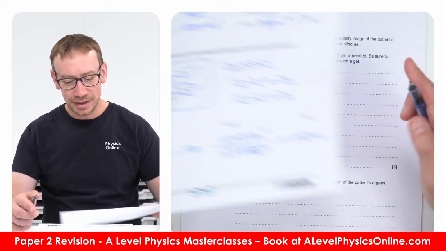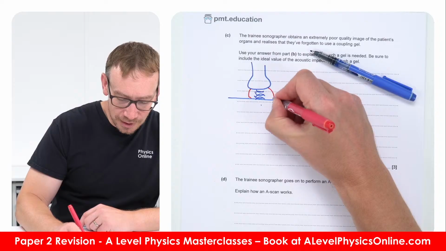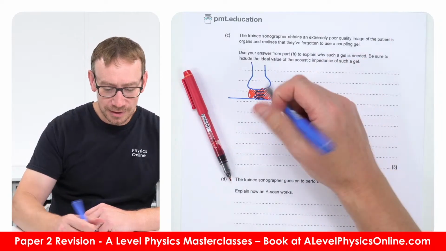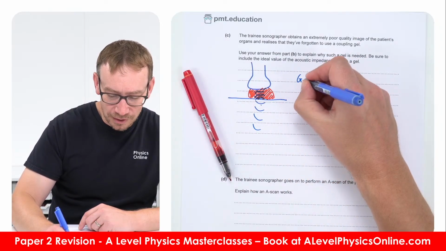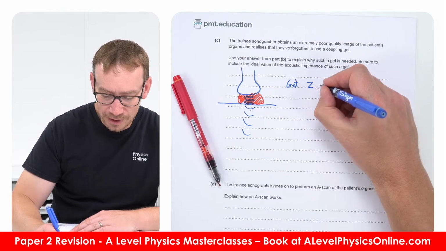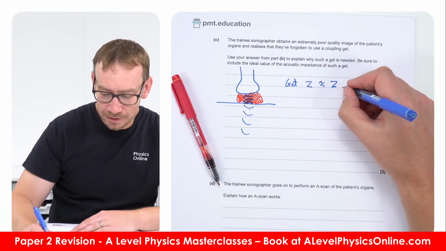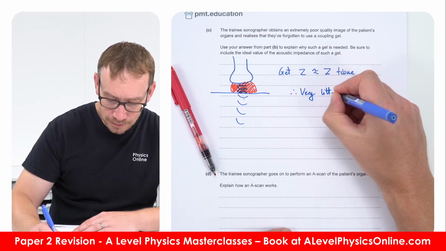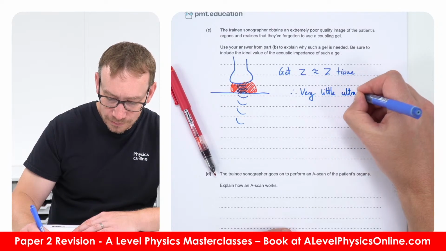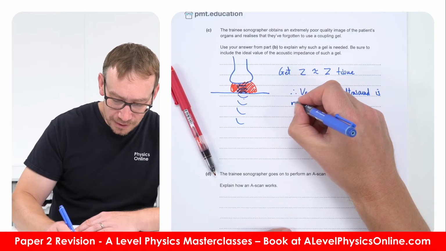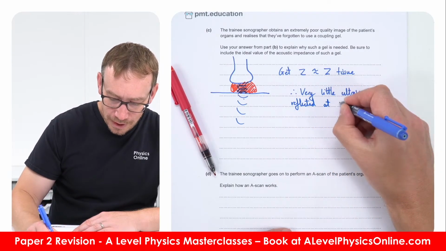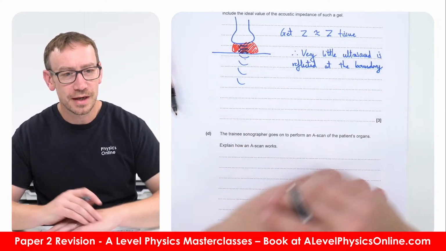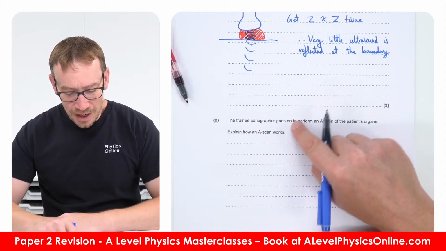Right. Okay, so basically what you need to have is you put the gel, you impedance match the gel to this thing here, and that means when you've got the gel there, the signal is going to go through. So gel has an acoustic impedance approximately equal to the acoustic impedance of the tissue, and therefore very little ultrasound is reflected at the boundary. And I'm sure if you're doing this, you'd add a few more bits of stuff. Okay, right. We then have something about an A scan.